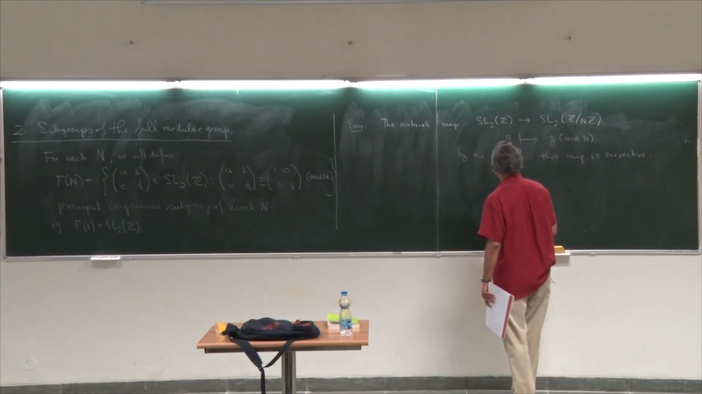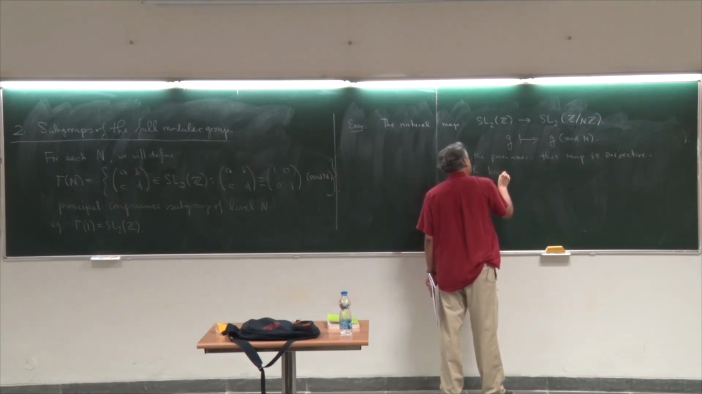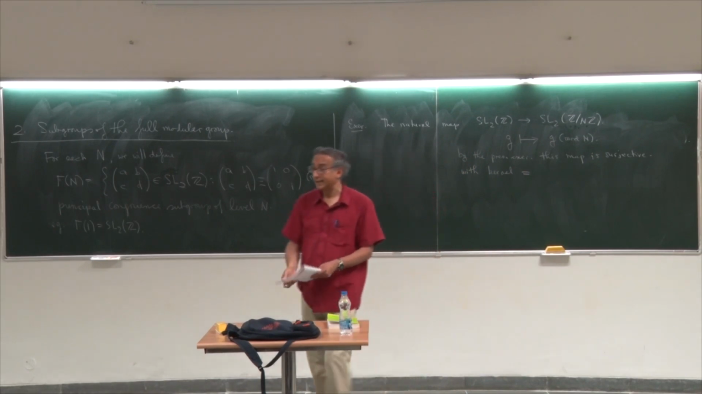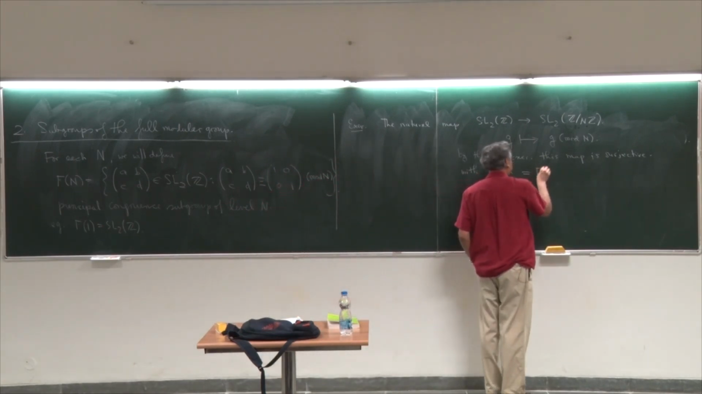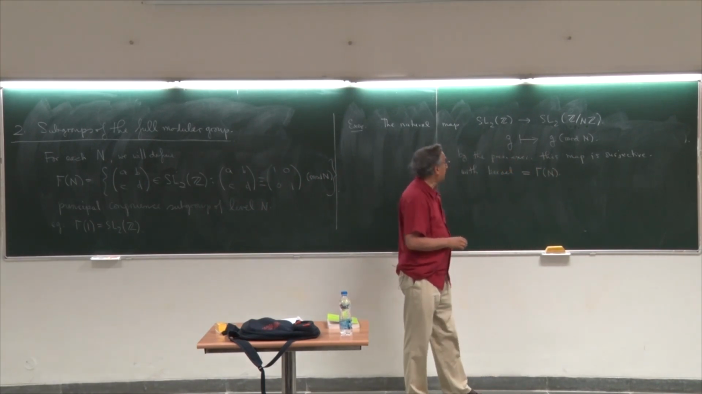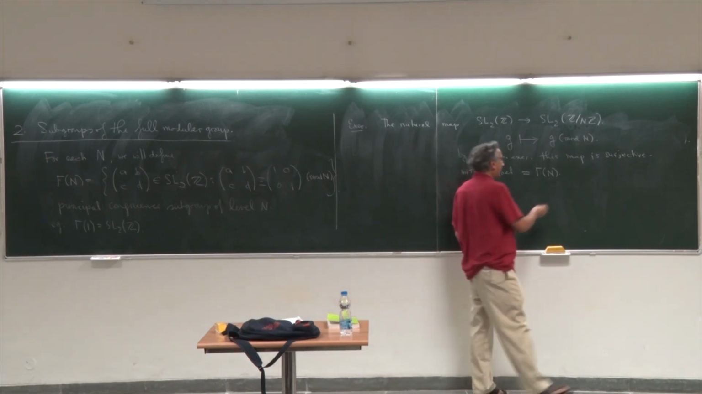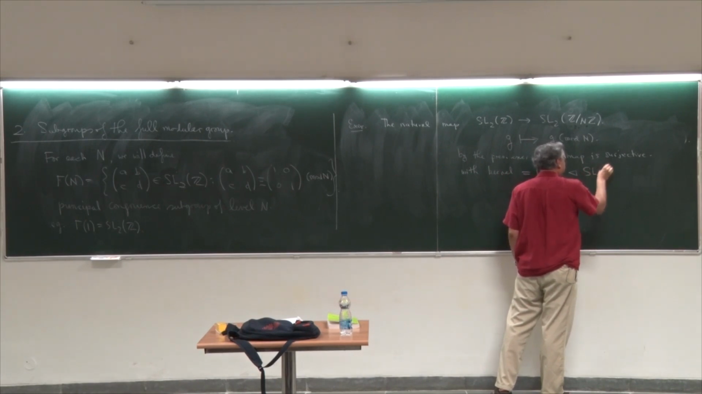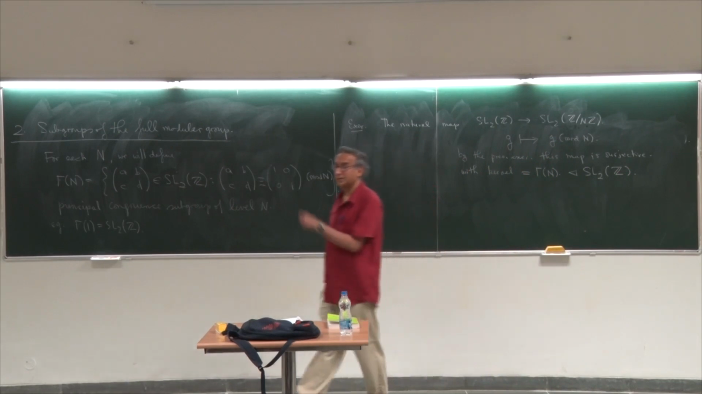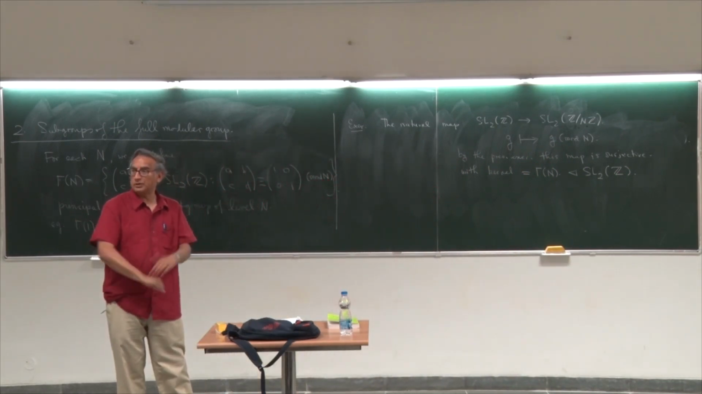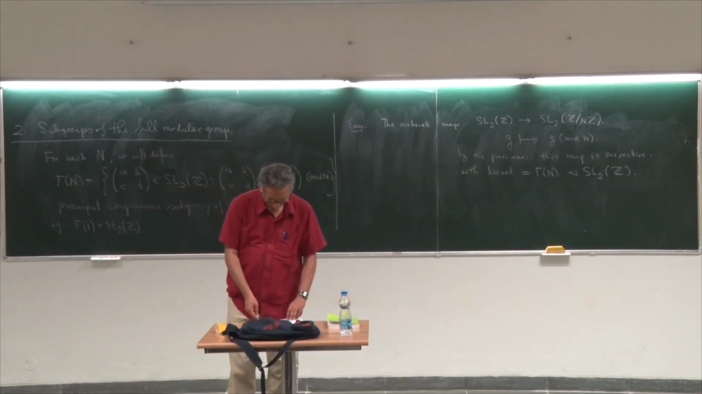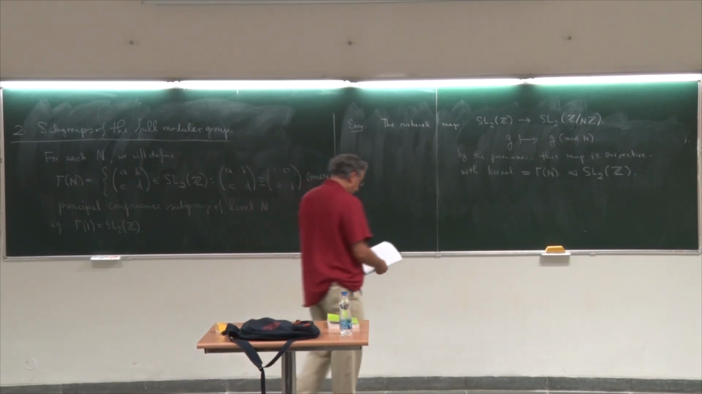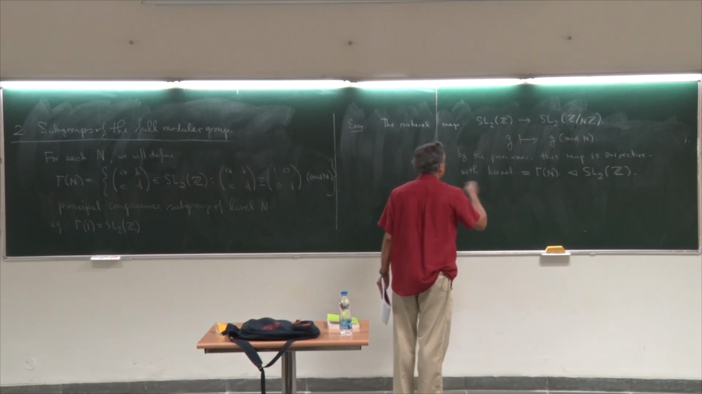And what is the kernel of this map? The kernel is the collection of matrices which map to the identity element. But that's gamma of n, right? With kernel gamma of n, and hence the gamma of n is a normal subgroup of SL2Z. So these principal congruence subgroups are a whole family of normal subgroups which play an important role, and they can be identified as kernels of these maps. I will leave it to you to show that this is surjective.